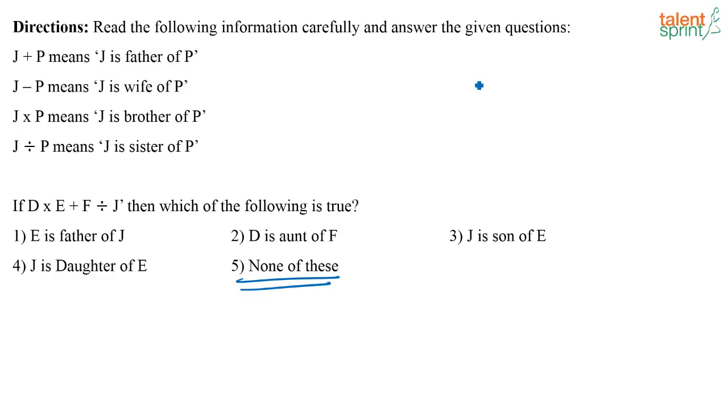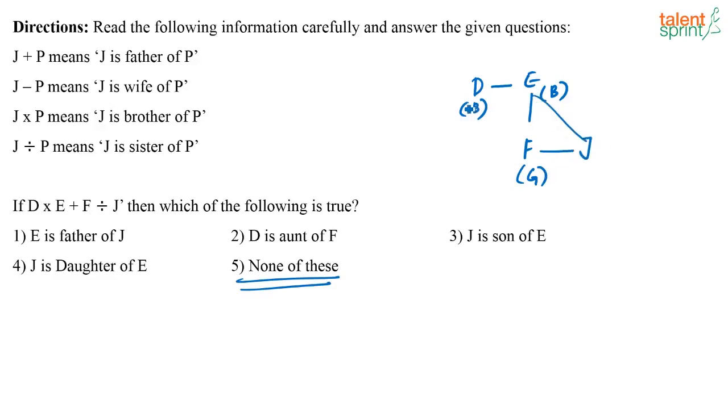So D cross E means D is the brother of E. So male. E plus F means E is the father of F. So again a male person. And then F divided by J means F is the sister of J. So female. Now what is the question? Which of the following is true? E is the father of J. That is true, correct? See, these two are siblings, so definitely E has to be the father of J.